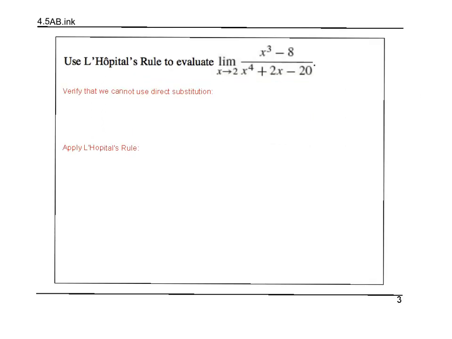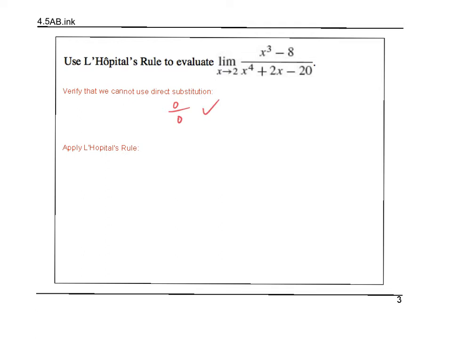So we're going to use L'Hopital's rule to evaluate this limit. So the first step is verify that we cannot use direct substitution. So just like before, we still want to double check that it is a 0 over 0. Because in this case, if it's not, you're going to arrive at the wrong answer. So 2 cubed is 8 minus 8 is 0, of course. 2 to the 4th, 16 plus 4 is 20 minus 20 is 0. So we can use the rule.